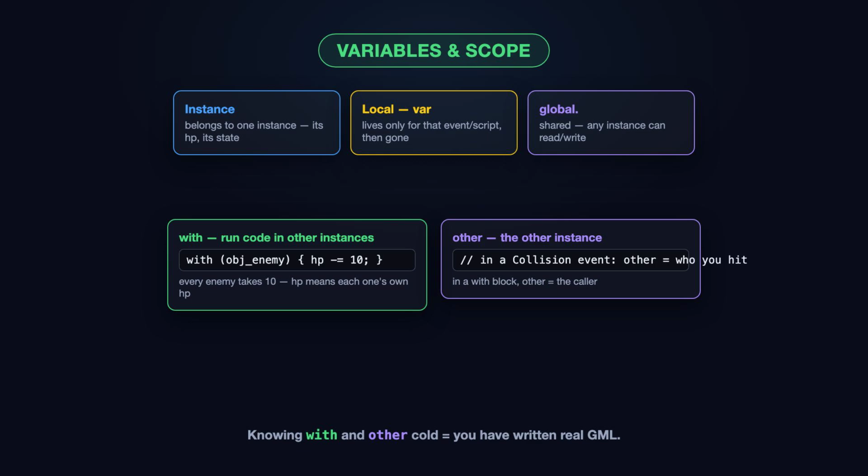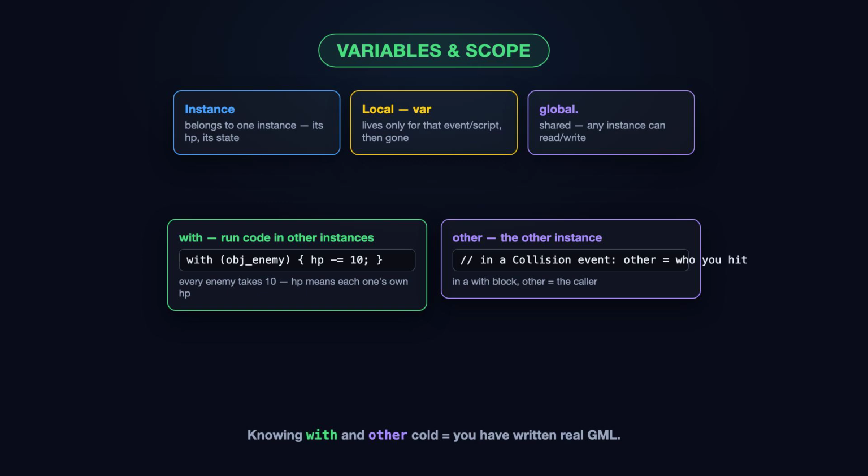The with statement lets you run a block of code in the scope of other instances. Write with obj_enemy, then HP minus equals 10 inside the block, and every enemy instance takes 10 damage, because inside that block, HP refers to each enemy's own HP in turn. It is how you talk to many instances at once.